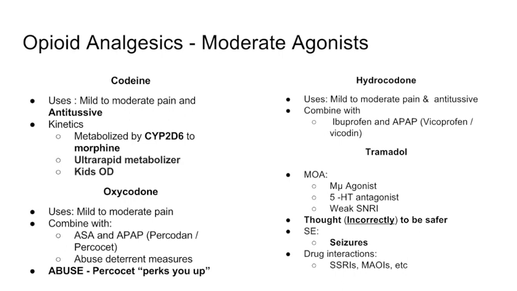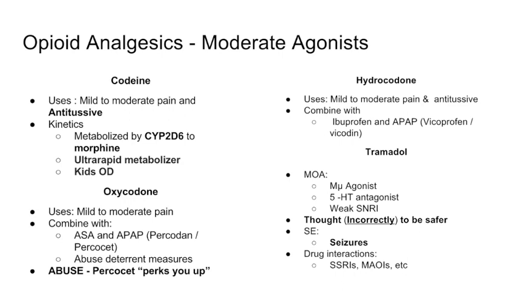Hydrocodone is another mild to moderate one with some antitussive effect. It's often found with ibuprofen or Tylenol, which is again APAP, as Vicoprofen or Vicodin. Again, as I've talked about with these last 3 drugs, the first summary slide applies to all.